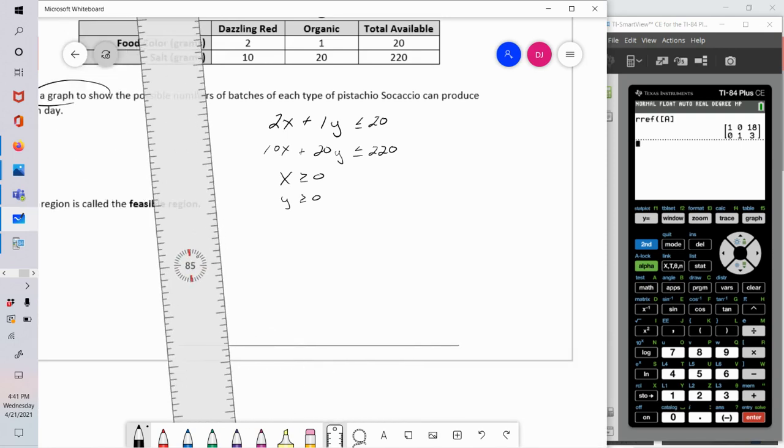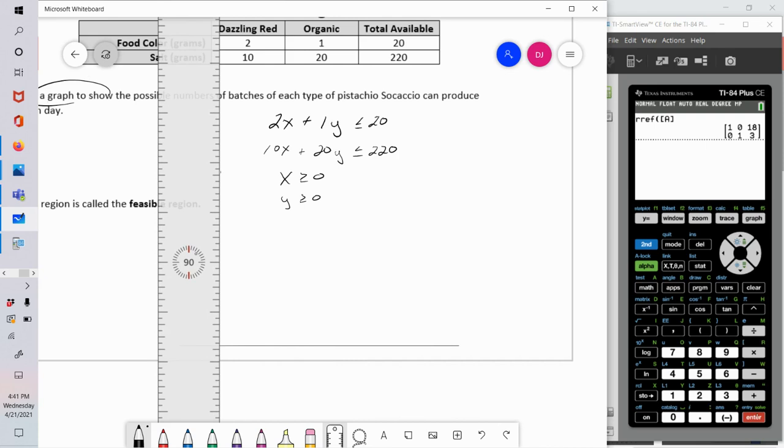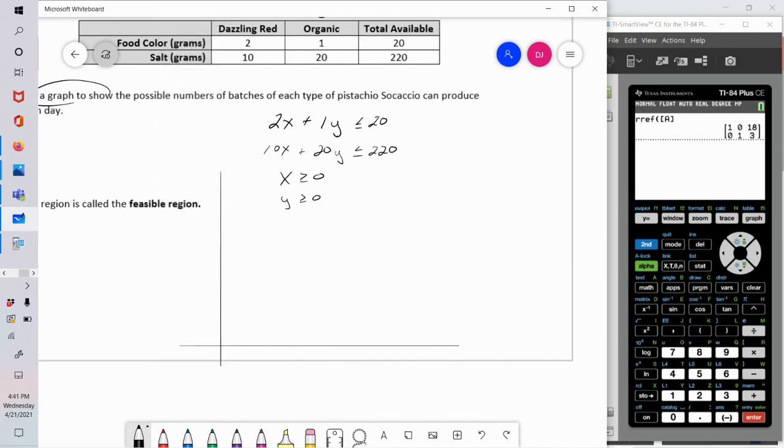We know that since x and y both have to be greater than or equal to 0, we only need the first quadrant. Also, if y is 0, x is going to be 22. So our x values need to go at least to 22. But let's go 5, 10, 15, 20, 25. So 22 would be right about there. And let's go 5, 10, 15, 20 this way.